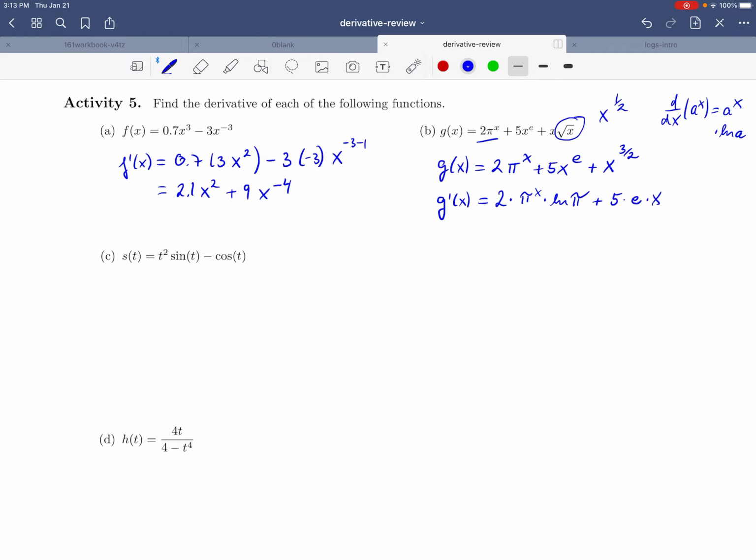e times x to the e minus 1, because we are using the power rule. And then for the last piece, we have, again, the power rule, 3/2 x to the 3/2 minus 1. And I'm just going to do one final piece of cleanup. So we have 2 pi to the x ln of pi plus 5e x to the e minus 1 plus 3/2 x to the 1/2. And that's our derivative.